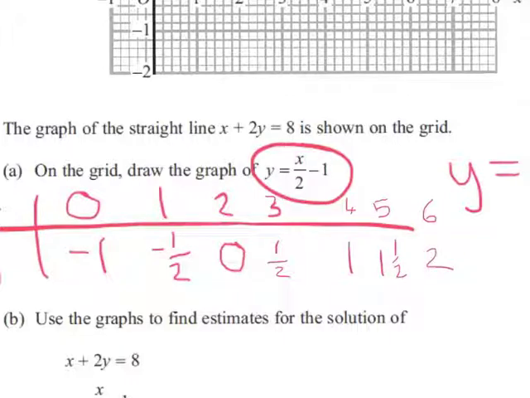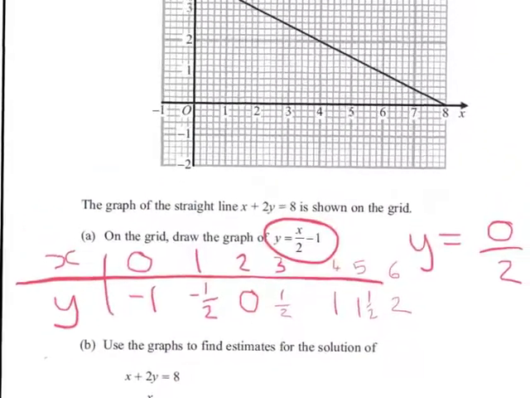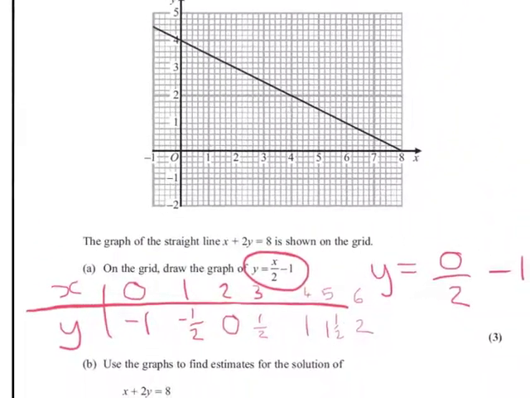Right, we should be able to start plotting these points now. If we move this back down, and we start plotting the points. So the first point is (0, -1). So (0, -1) is there. (1, -0.5) is going to be about there. (2, 0). And we've got (3, 0.5). You should be able to see these all going in a straight line.